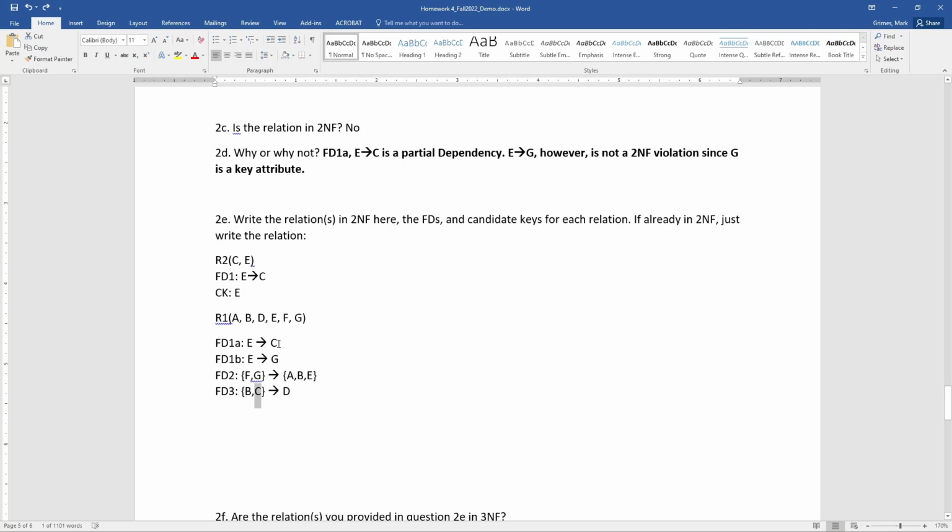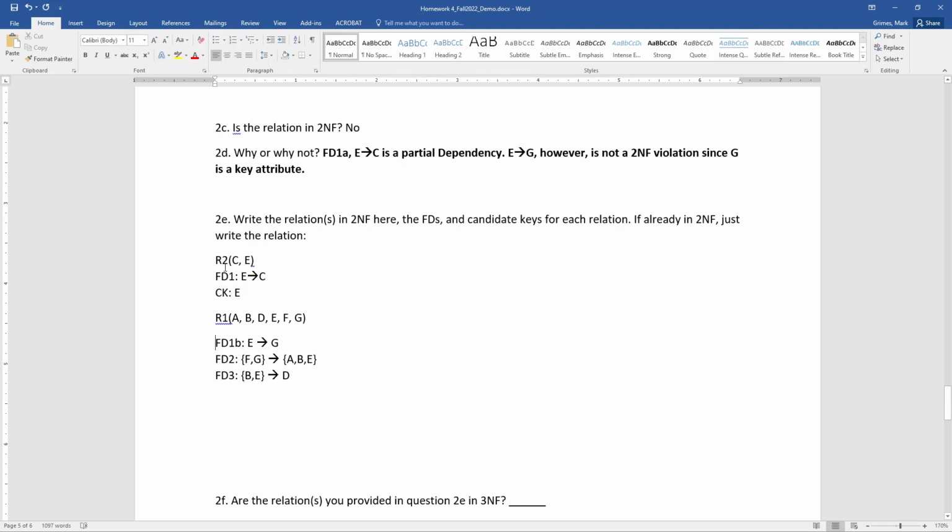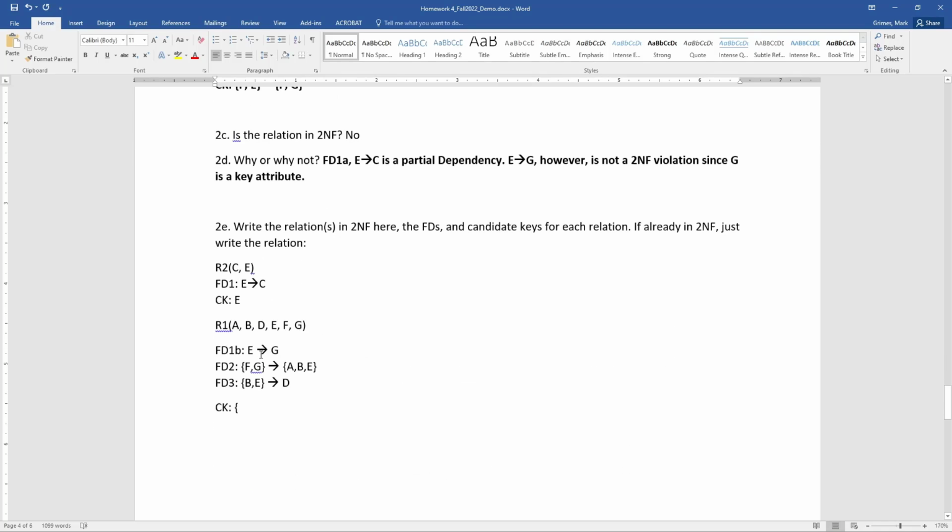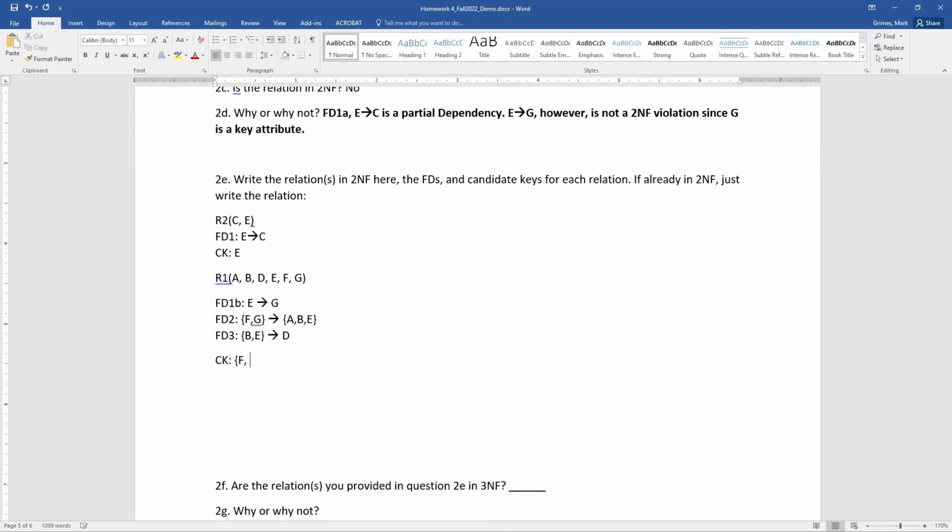However, since E functionally determines C, through the magic of pseudo-transitivity, we can derive another functional dependency here that can take the place of functional dependency 3, which is that BE also functionally determines D, right? So at that point, we can get rid of this functional dependency that was causing the problems, and we are left with this situation. And we still have the same two candidate keys that we did before, FE and FG. Again, the order doesn't matter for these.